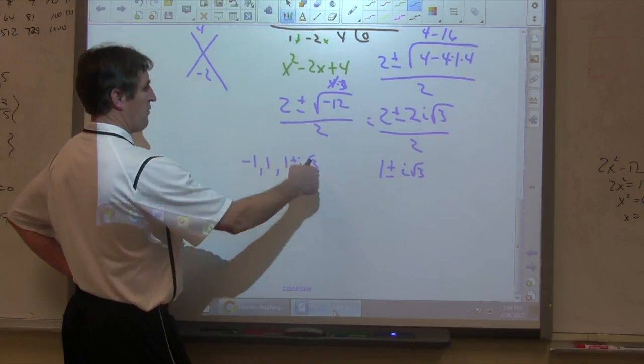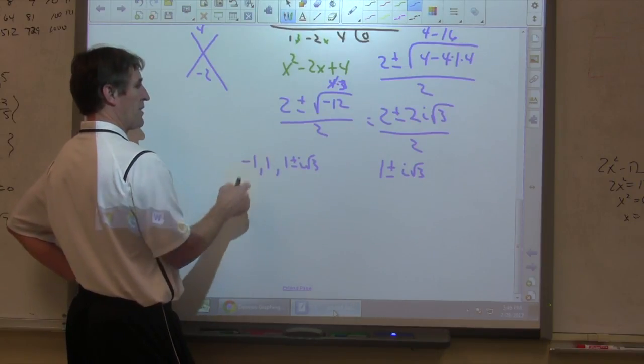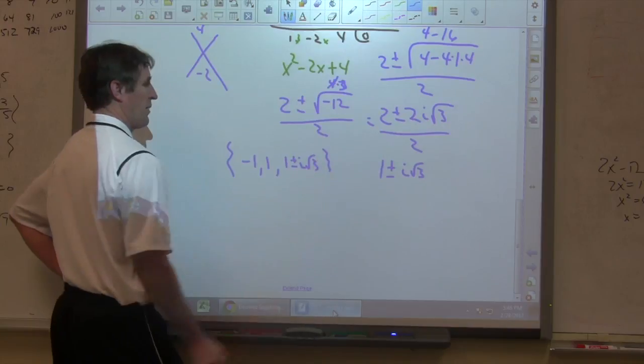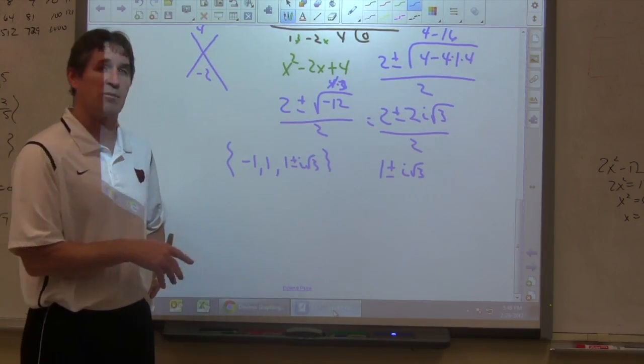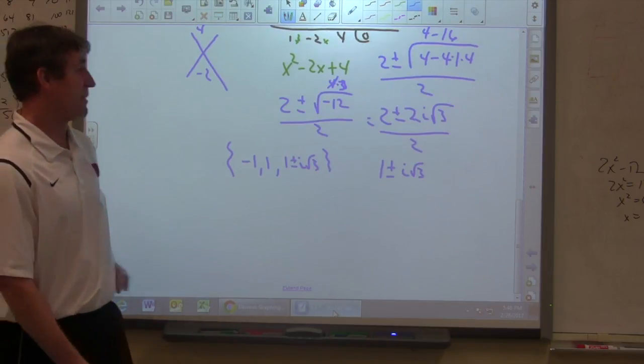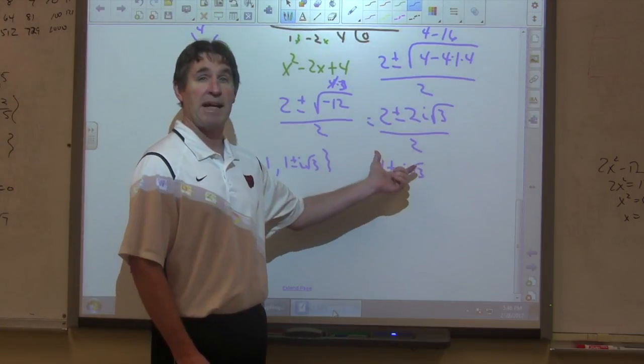So that gives us 4 answers. We wanted 5, but the 1 repeated, so we're okay. We have all 5 answers. So you can see the process is a lot similar to what you did on the last assignment. The difference is that sometimes you're going to get imaginary numbers.